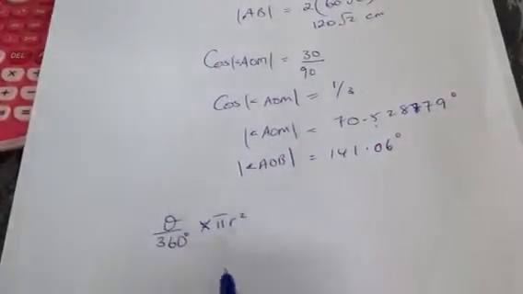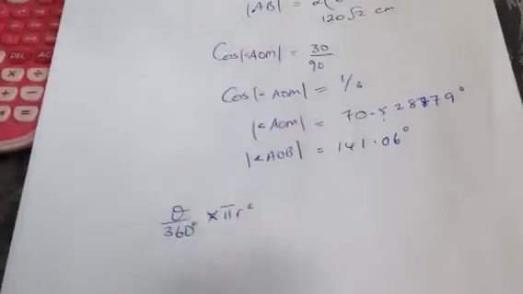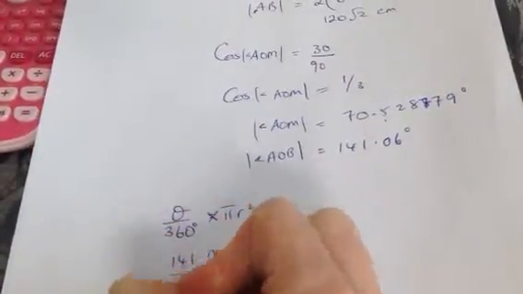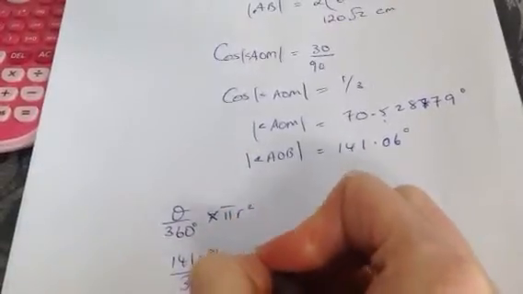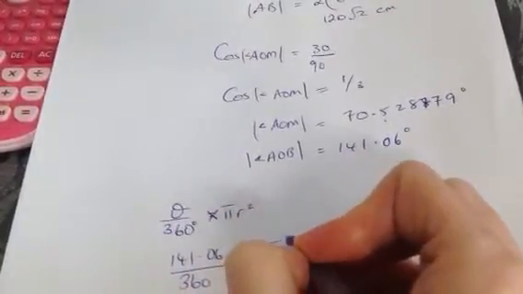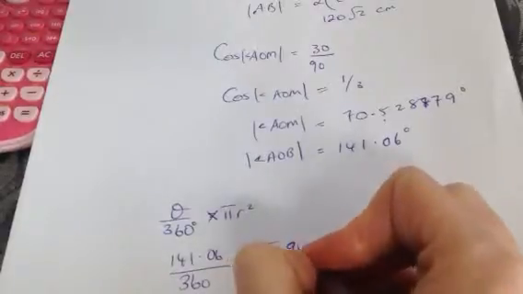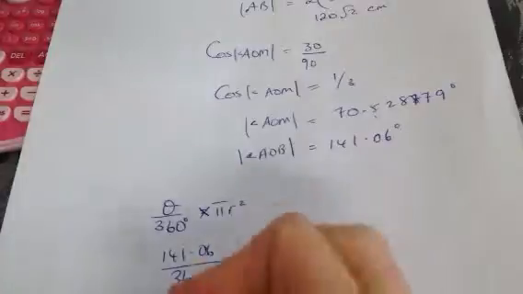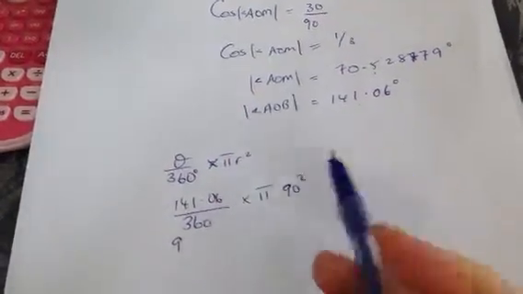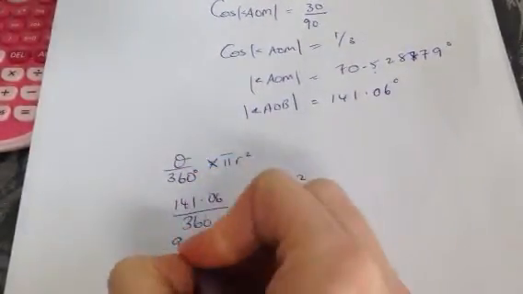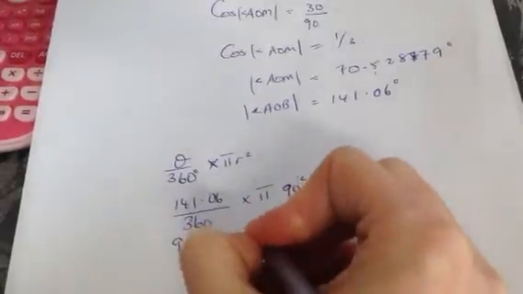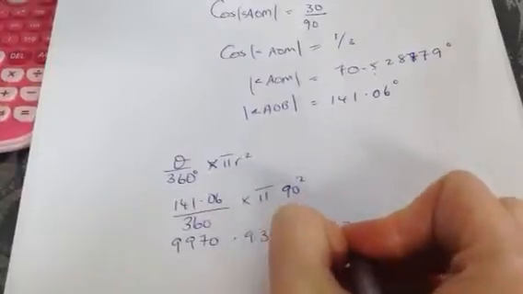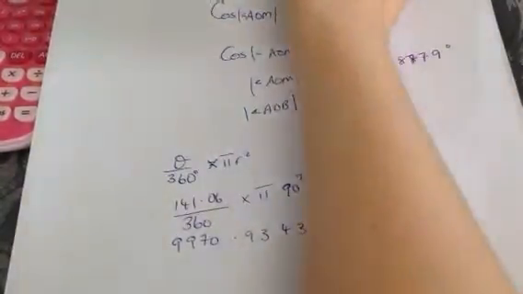And we're going to work this out. Theta, we've just worked out to be 141.06, so that is 141.06 all over 360, multiplied by pi times the radius, which we know to be 90 because they told us at the start, squared. And so if you just throw that into your calculator, you end up with 9,970.9343843. That's the area of the full sector.